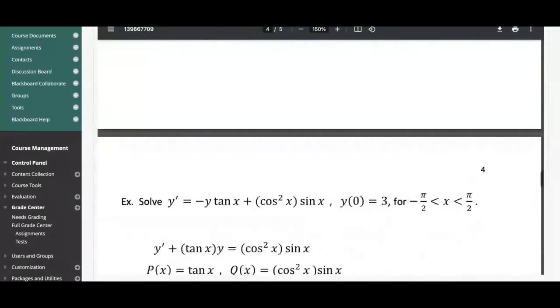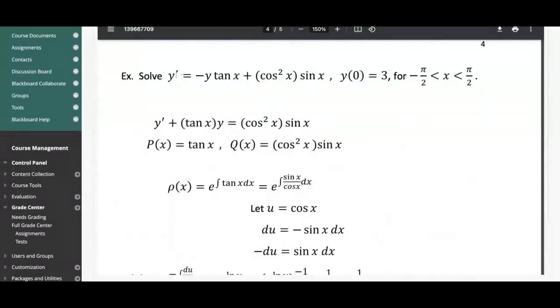Let's see more examples. Let's see this one. Y prime equals this. And then we see this is just a function of x, and this is a function of x times y. Right? We want to move this one to the left-hand side, because we want the y prime and then the term with x and y, P of x times y. We're given an initial value. And we restrict the x value, which goes from negative pi over 2 to pi over 2, without those boundary points.